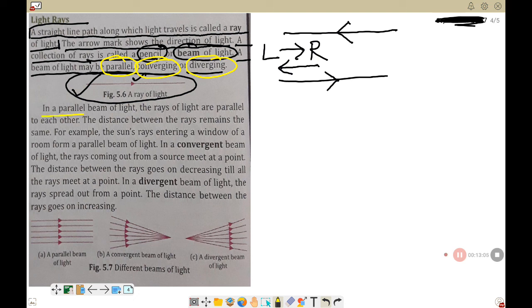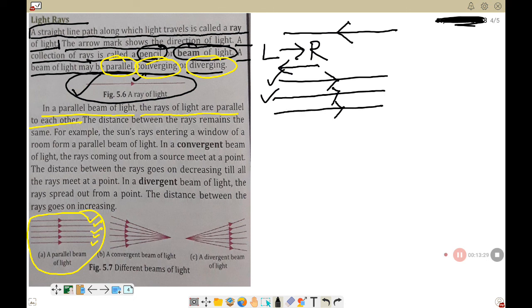Understand? So in a parallel beam of light, the rays of light are parallel to each other. See here, you have the example. These 1 2 3 4 5 rays are parallel to each other, meaning they are moving together but they are not meeting. So it's like this. Here you can see these two rays, are they meeting? No, they are traveling together but they are not meeting.